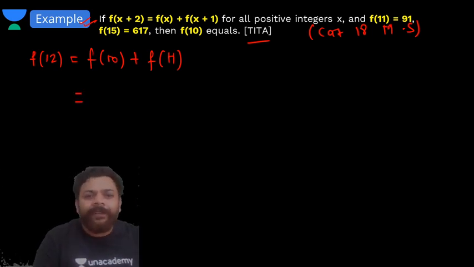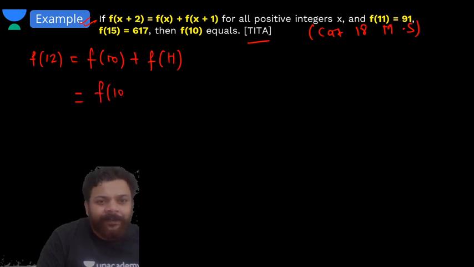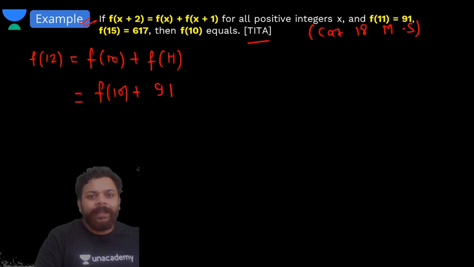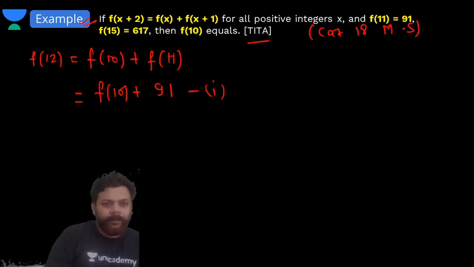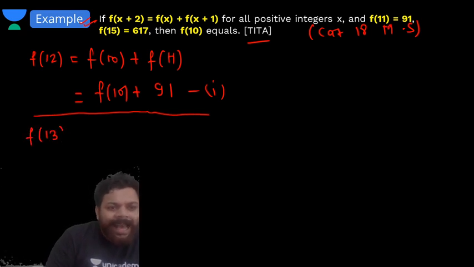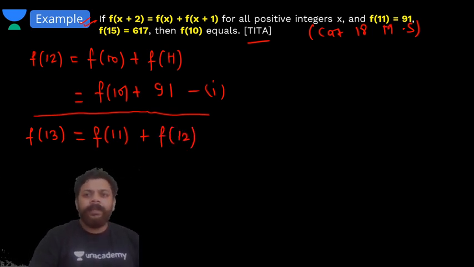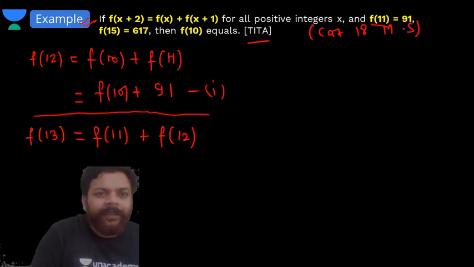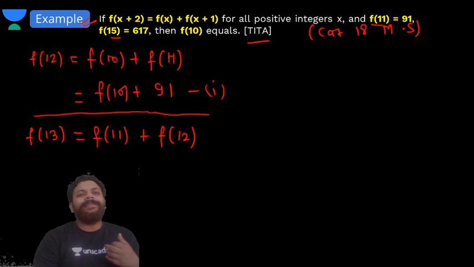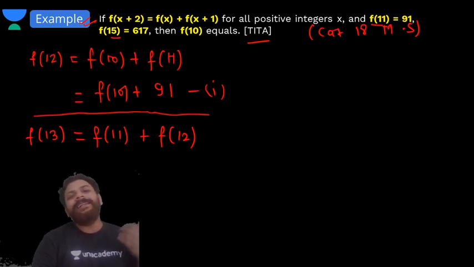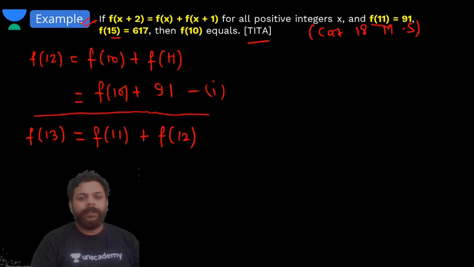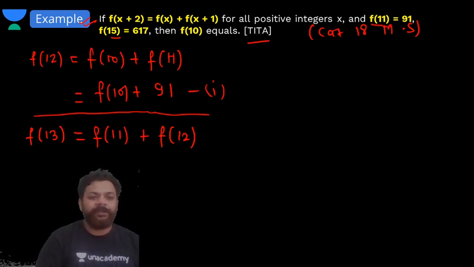Since we know the value of F11, I can write this as F10 plus 91. Let's say this is first. Similarly, I can write F13 as F11 plus F12. Since we know the value of F11 and F15, I'm just trying to write F15 in terms of F10. That is what I'm trying to do in this question.